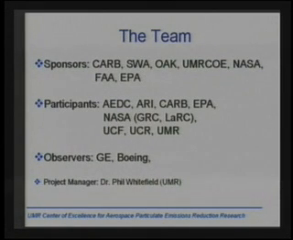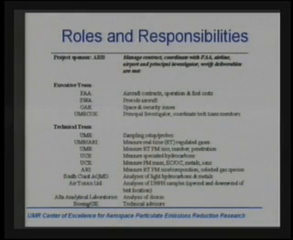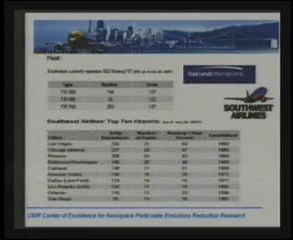So we talked about who the teams were, and I don't think I need to go through that slide. And then here, there's a pretty detailed listing of roles and responsibilities. There was an oversight group, and those were the major financial sponsors, Southwest Airlines, Oakland, CARB, the FAA and the UMR COE, and then a technical team making a whole host of different measurements. And we'll be talking about those as we go through the presentation.